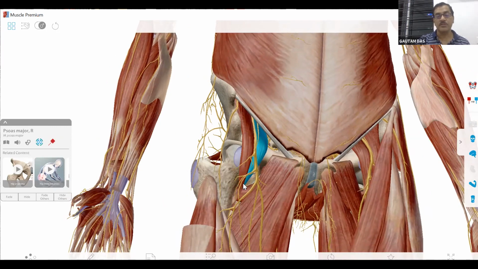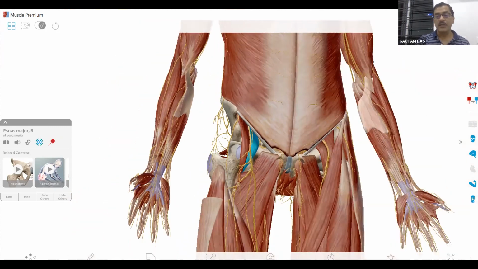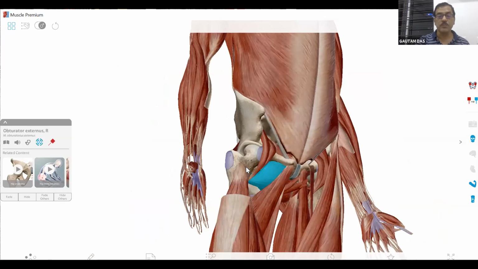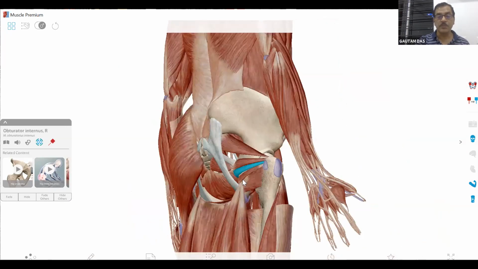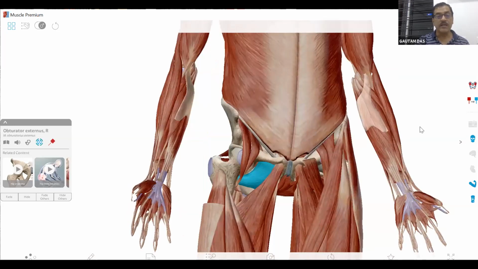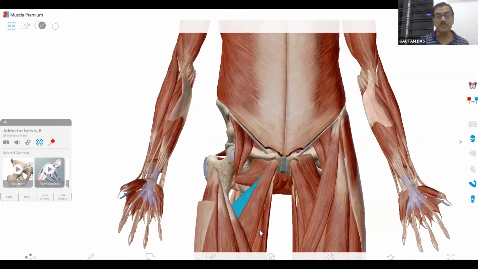Now the adductors and internal rotators. So this is your pectineus. If you are viewing the pectineus, then the other adductors are exposed. So this is your obturator externus. Obturator internus, you have seen from the posterior side. This was your obturator internus, and this is your obturator externus. And we are having this pectineus. Then the adductor brevis, adductor longus, and adductor magnus. So these are the adductor muscles. These are the adductors as well as the internal rotators.